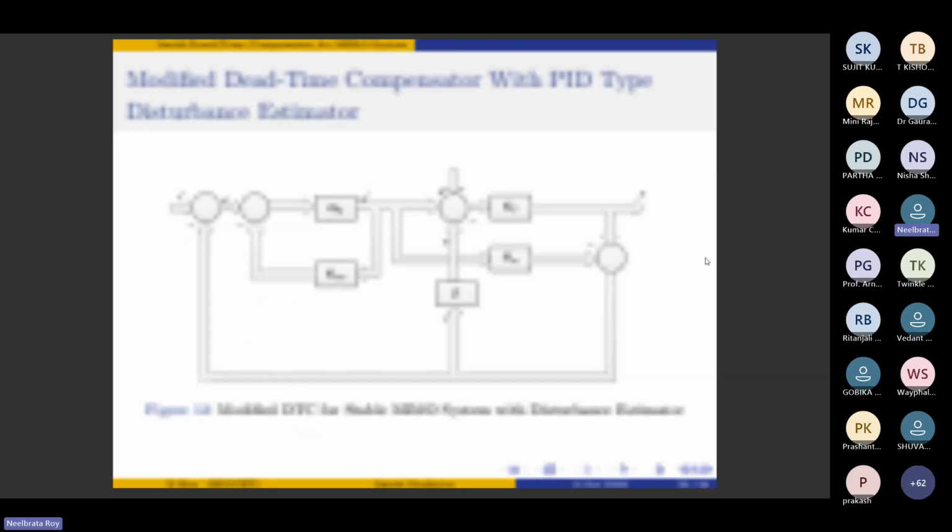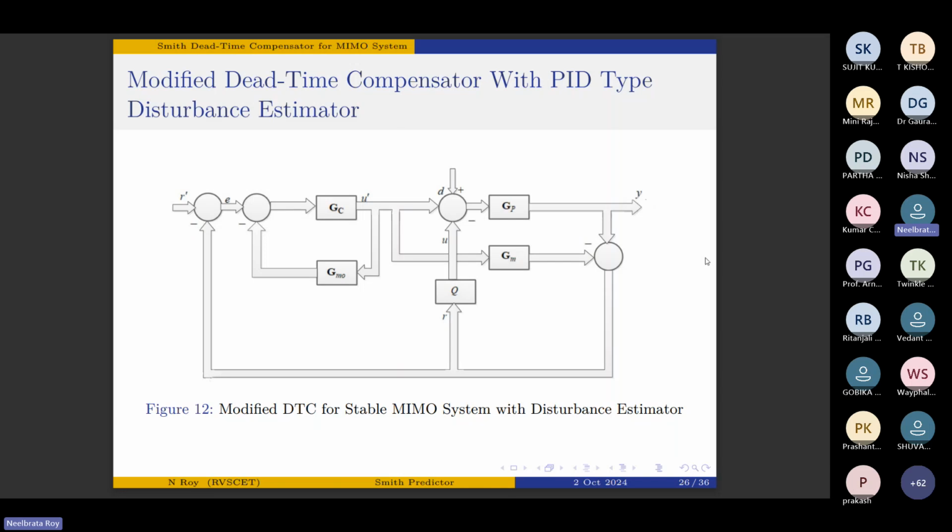So to overcome this, we have proposed a dead time compensator. Here, this is the dead time compensator proposed by us, where GC is the set point tracking controller. GP is the main plant, GM is the model of the plant with delay, and GMO is the model of the plant without delay. And Q is the disturbance estimator.